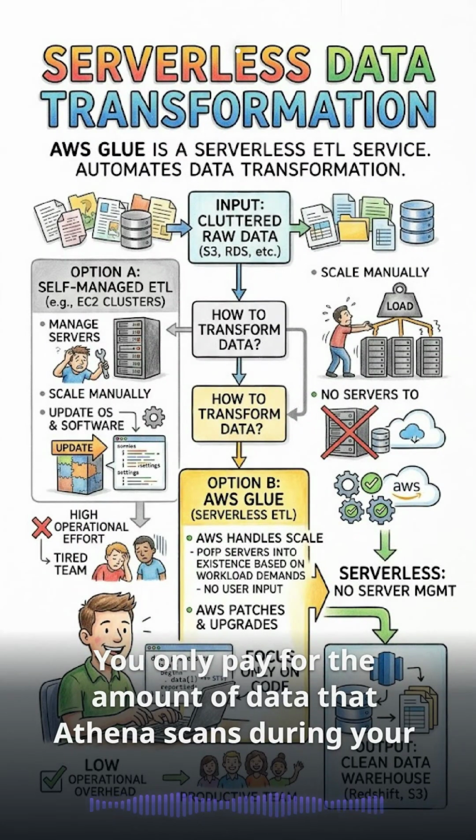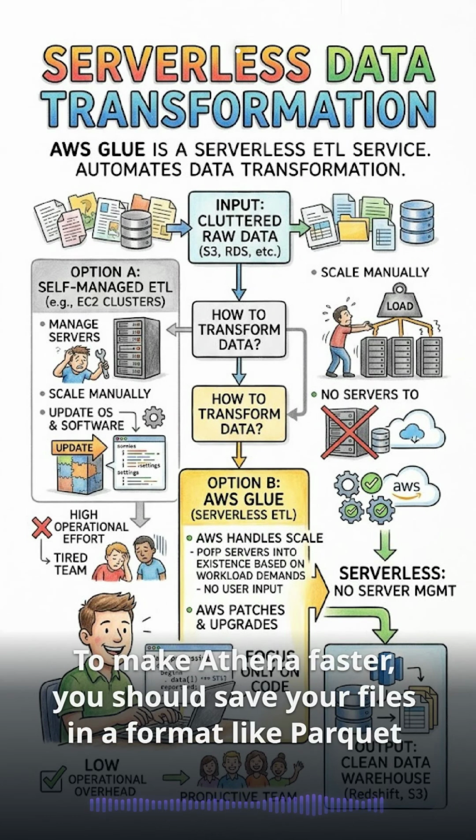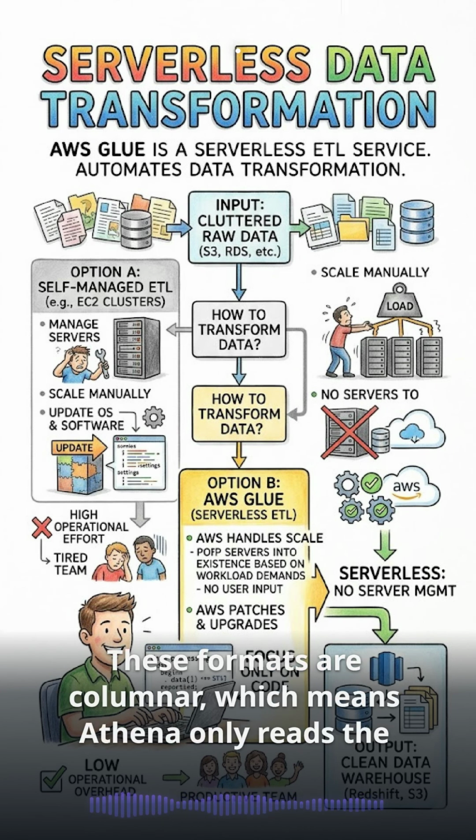You only pay for the amount of data that Athena scans during your search, saving you money. To make Athena faster, you should save your files in a format like Parquet or ORC daily. These formats are columnar, which means Athena only reads the specific columns you need for your report.